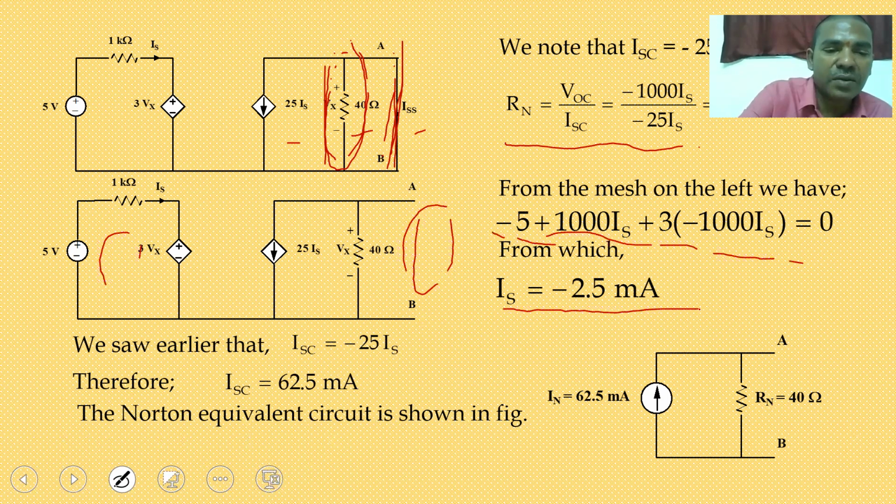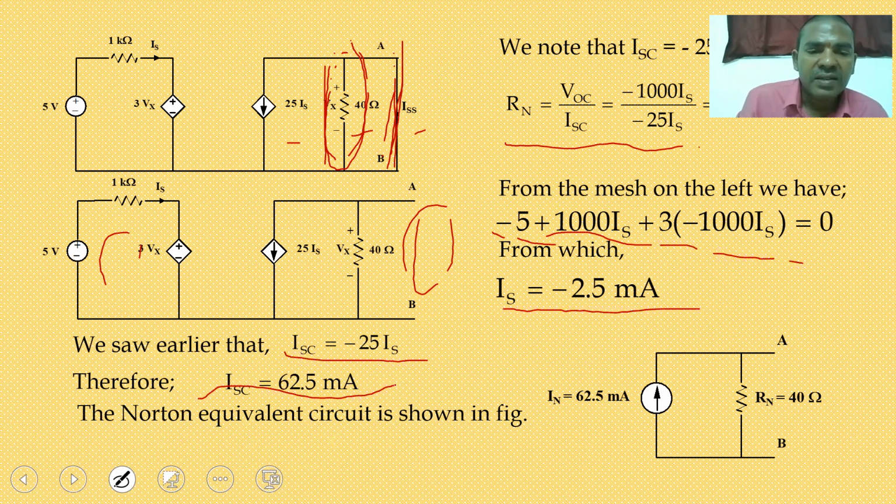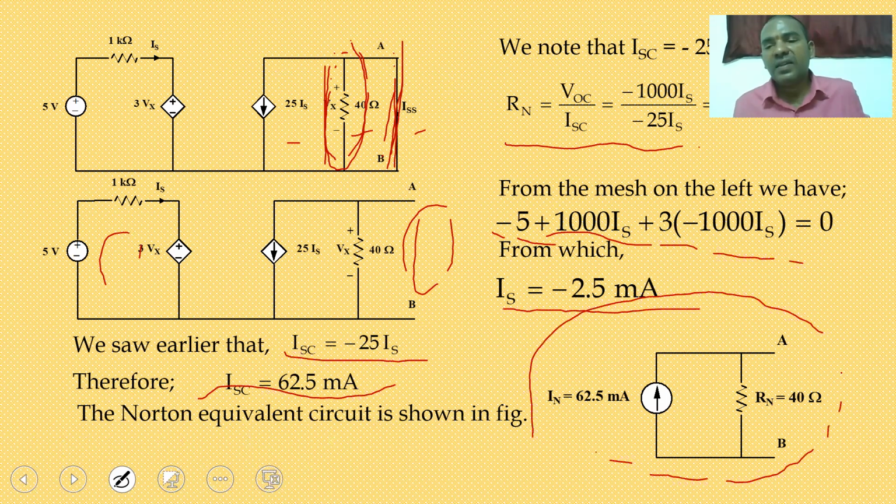So now the short circuit current is equal to minus 25 times Is. Substitute the Is value here. So the short circuit or Norton's current is 62.5 milliamperes. So this is your Norton's equivalent circuit, where the total circuit is replaced with a single current source in parallel with a single resistance. Next problem.